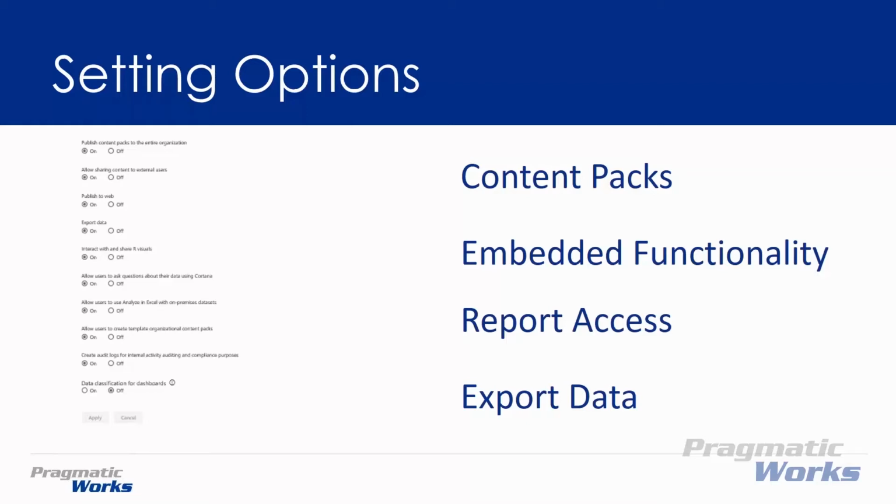So you have to decide for the organization which ones you want to turn on and which ones you want to turn off. The newest one here that we will be talking about is for creating audit logs for internal activity and compliance purposes. This is brand new. I'll show you how that works. And oh, by the way, you have to have Office 365 to make that work.